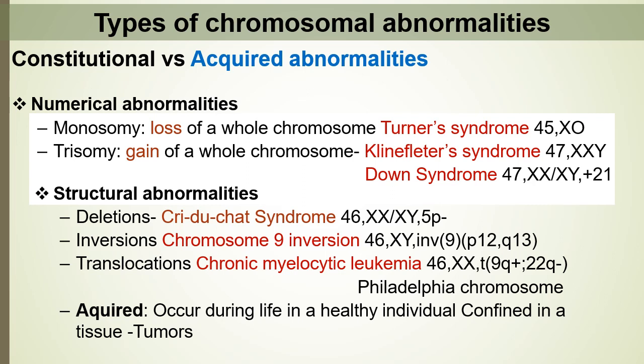In translocation, part of a chromosome may be located in some different location within the same chromosome or in a different chromosome, due to which chronic myelocytic leukemia occurs. In case of acquired abnormality, it occurs during life in a healthy individual, confined in a specific tissue, for example the tumors.